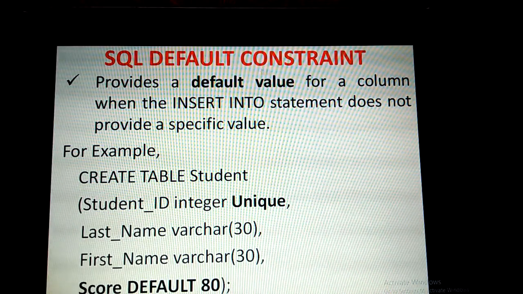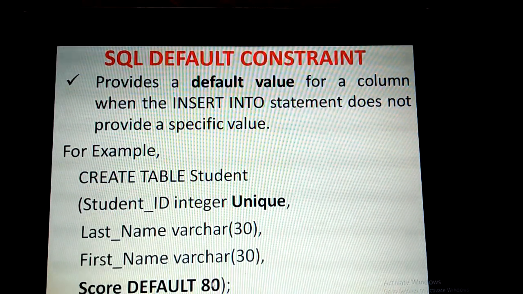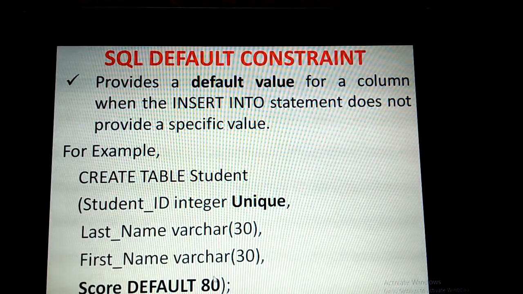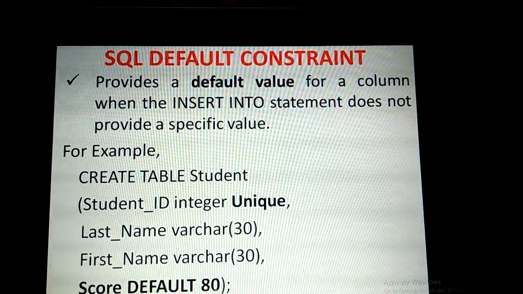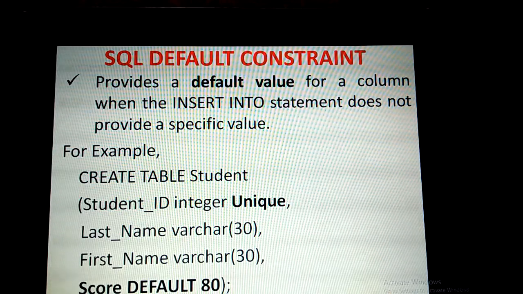Next is the default constraint. It provides a default value for a column when the insert into statement does not provide a specific value. So when we are using the insert into statement, if you do not provide any specific value for that particular column name or field name, and it is already assigned some default value, it will assign that value. Instead of null, it will take this 80; here score is assigned a default value of 80.